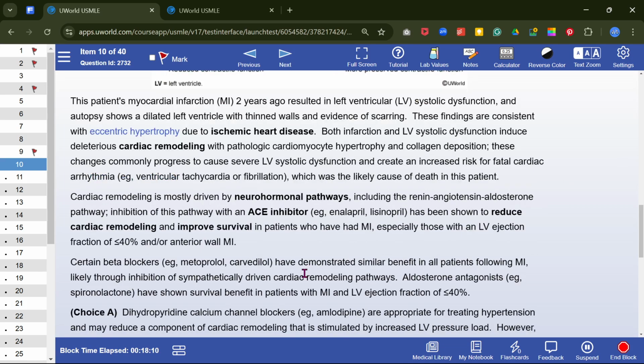Certain beta blockers, metoprolol, carvedilol, have demonstrated similar benefit in all patients following MI, likely through inhibition of the sympathetically driven cardiac remodeling pathway. Aldosterone antagonists, spironolactone, have shown survival benefit in patients with MI and left ventricular ejection fraction less than 40%.